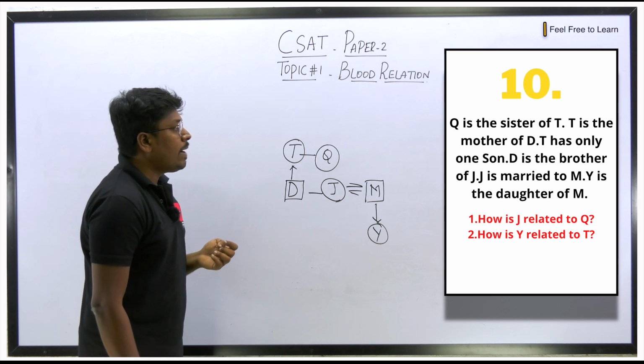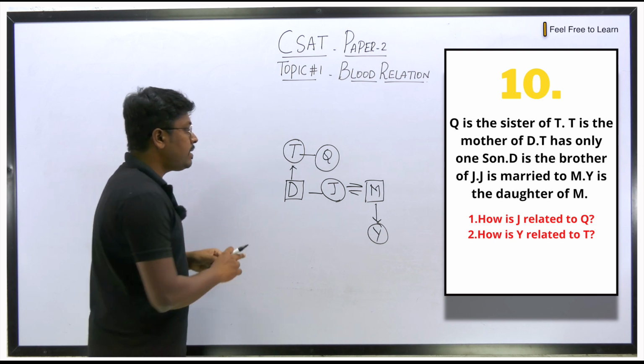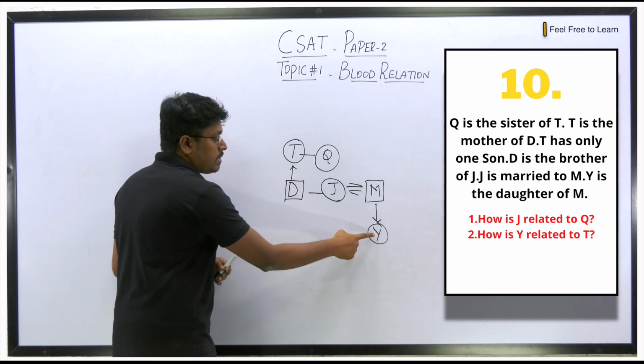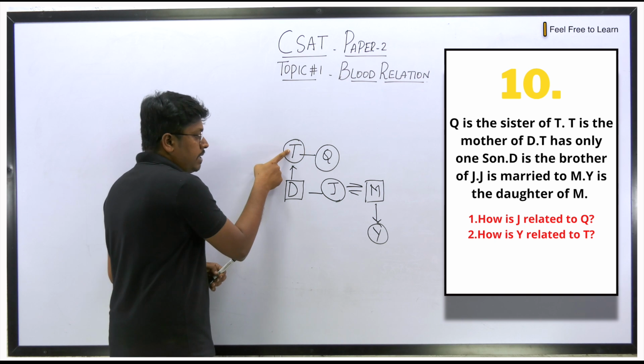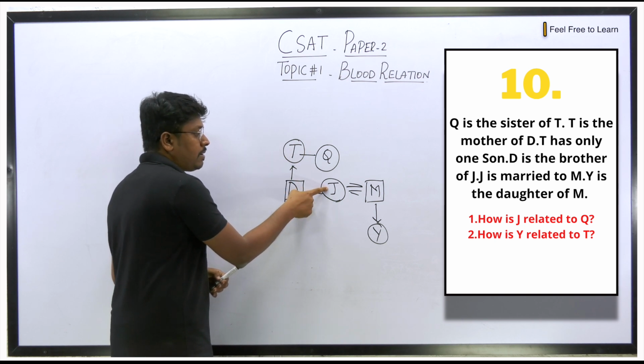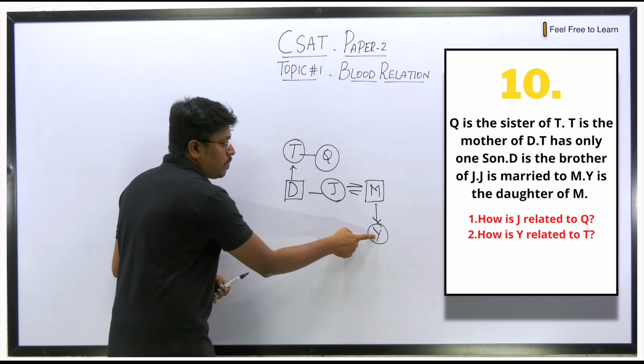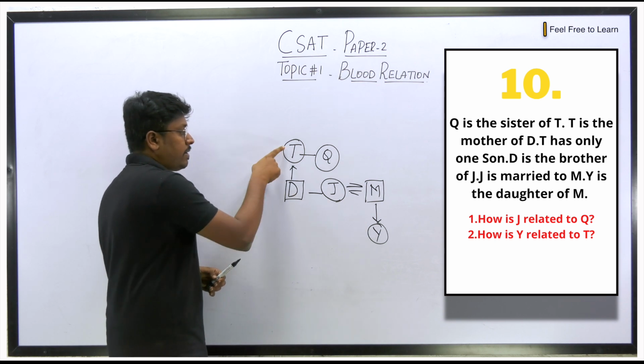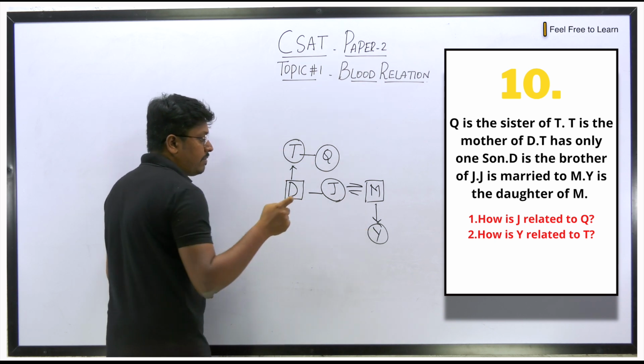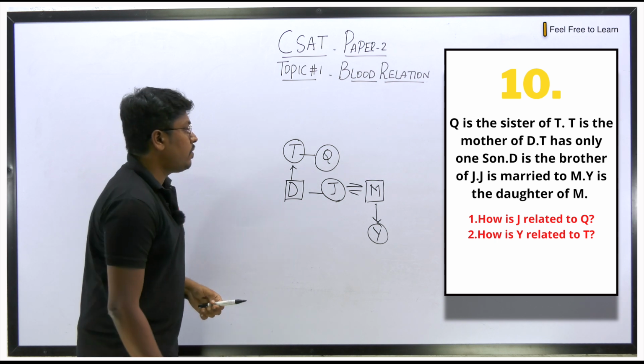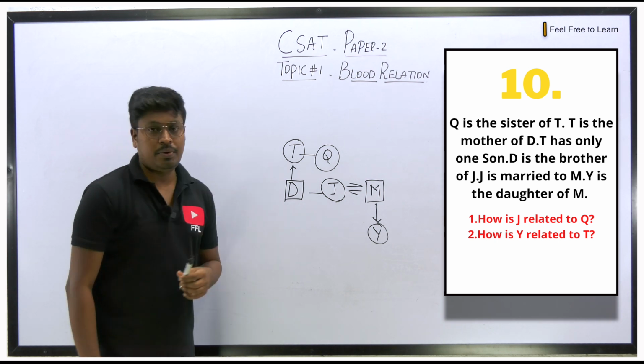Second question, how Y is related to T. From T, our target is to find what is the relation of Y. From T, we know that J will be the daughter, right? Daughter is Y. So the relationship of Y from T will be granddaughter. So the answer for question number 2 is granddaughter.